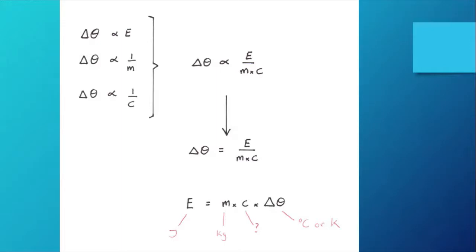If we're using SI units for energy, joules, kilograms, degrees centigrade or Kelvin, then we can move straight from this proportionality to an equation. So delta theta equals E over m times C. That leads us to E equals m times C times delta theta. Okay, I've made it clear what the units are there, but what about C?